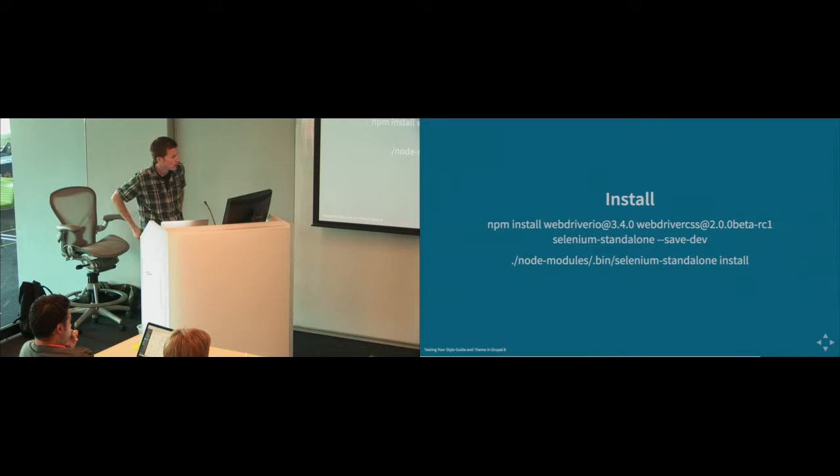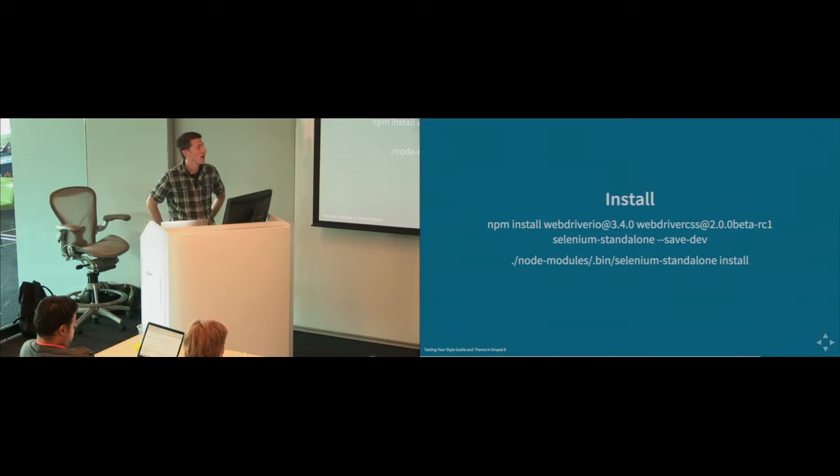First, the install. It's a series of NPM packages. I find that a lot of these things, especially in visual regression testing, tend to move pretty fast and change a lot. So here, there's a particular set of versions that work together best right now. Hopefully, they'll get a little bit easier to manage in the future. And then after you've installed WebDriver IO, WebDriver CSS, and Selenium Standalone, you need to install Selenium Standalone so you can run that.